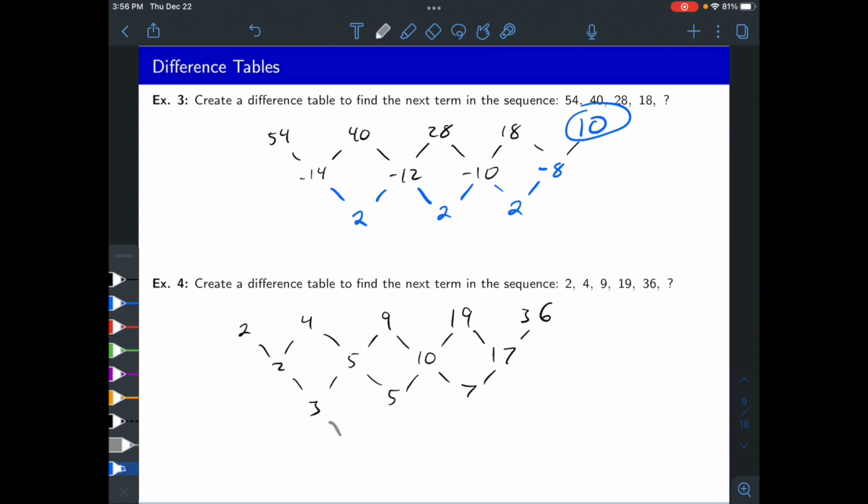If you didn't see the pattern, you could create a third difference table and say, all right, that difference is 2, that difference is 2, that next difference should be 2. And so 7 plus 2 is 9. What should this difference over here be? 17 plus 9 is 26. And what should this entry that we're actually looking for be? It's just going to be 36 plus 26, which is 62. So 62 would be the next term in that sequence.